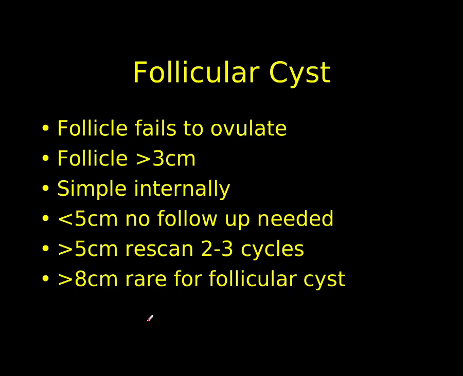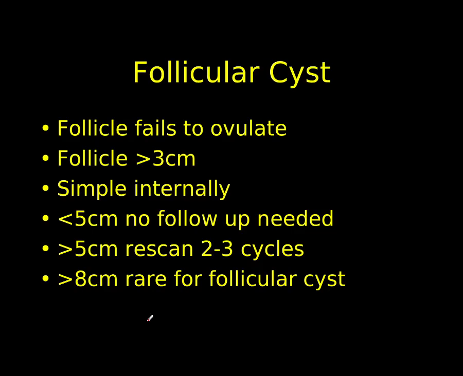However, if the follicle fails to ovulate, or indeed fails to regress from its cystic form, we can get what's called a follicular cyst. Now, what is the upper limit of normal in size of a follicle? Well, generally speaking, it's taken to be 3 centimeters. As we mentioned in the last talk, a follicle will be simple internally. That is, it will have a smooth border, it will have anechoic contents, it will have acoustic enhancement behind it.